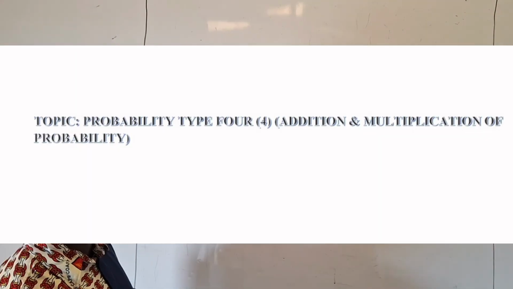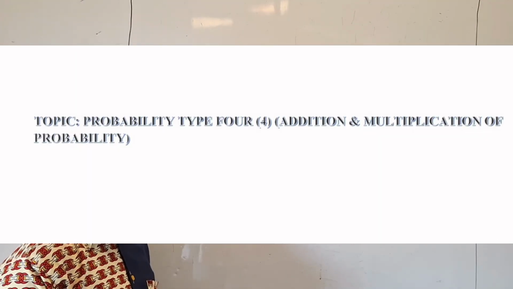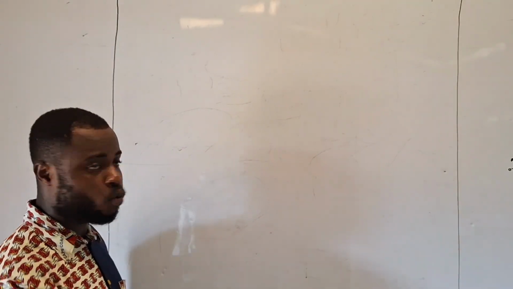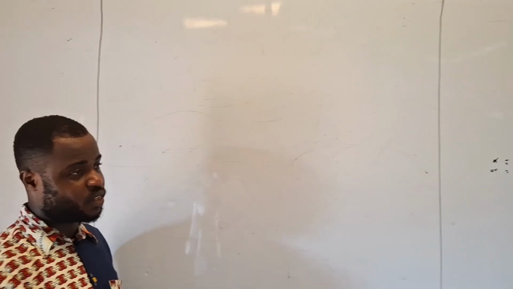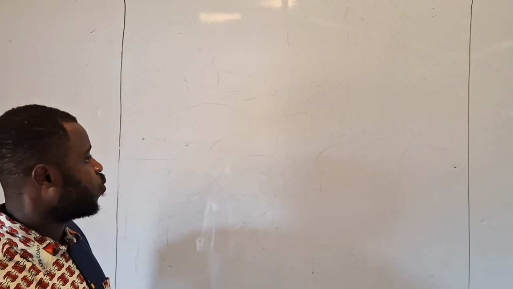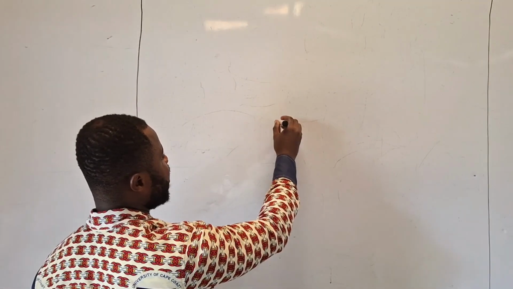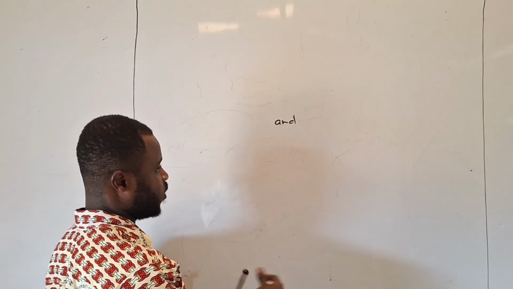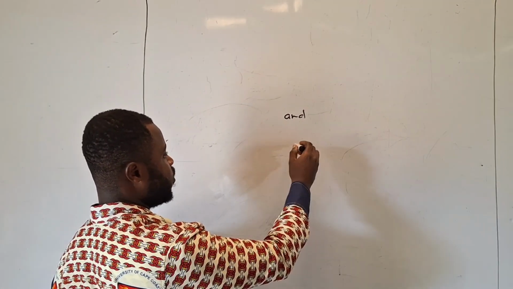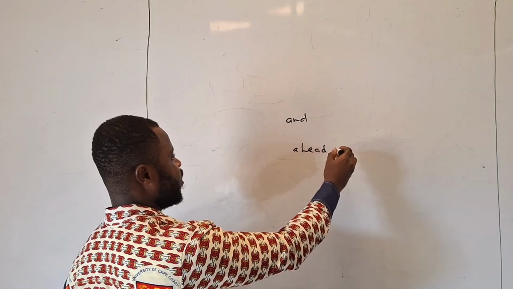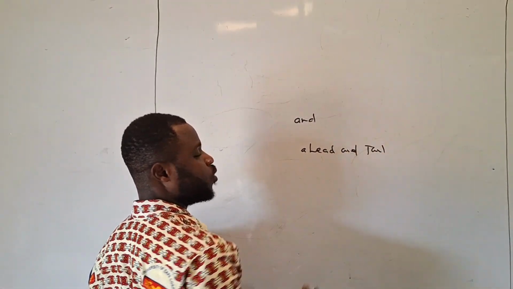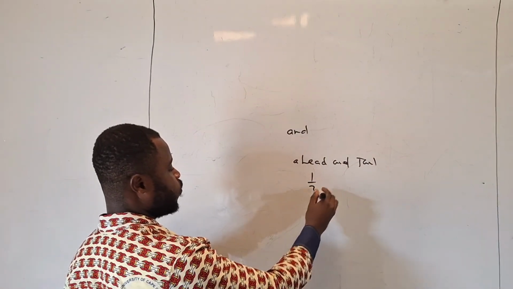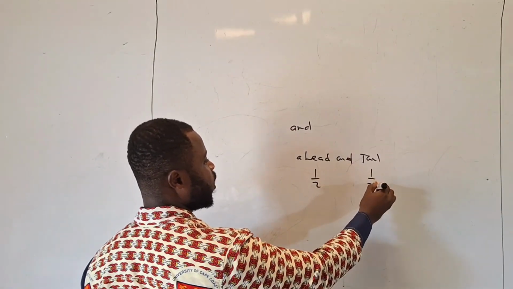So the type 4 probability involves the addition and multiplication of probability questions. Now, how do we add or multiply probability questions? Now we add when the question you hear, maybe a fair coin is thrown once. What's the probability of obtaining a head and a tail? So head and tail at the same time. Probability of obtaining a head is 1 out of 2. Probability of obtaining a tail is 1 out of 2.